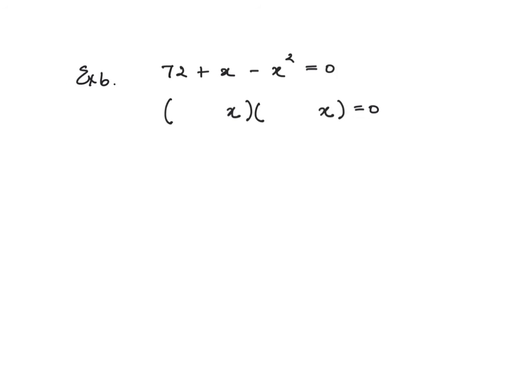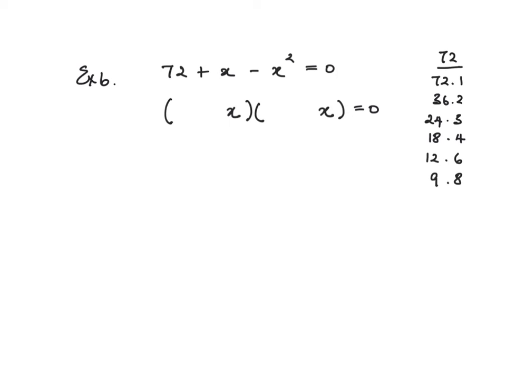Now we want the factors of 72. So 72 and 1, 36 and 2, 3 and 24, 4 and 18, 6 and 12, 8 and 9, there we are.